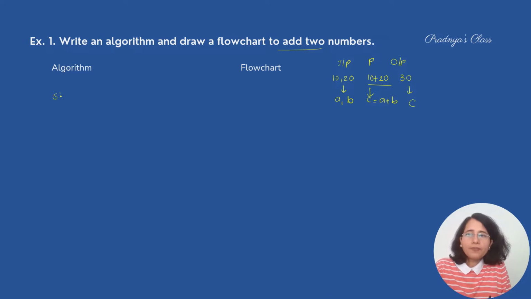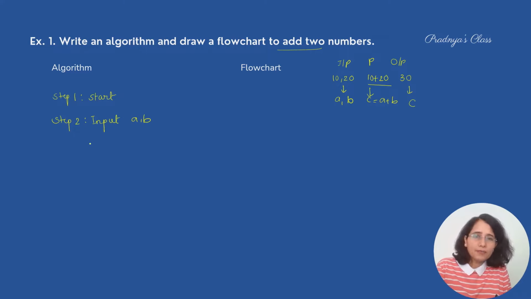So let's write the algorithm to add two numbers. Always the step 1 will be start and the last step will be stop. Then in the next step we have to write what we need as input. So for that you can write input, and the variable name you can take anything. We will learn in Python how to take these variable names. And the third step is processing. So C is equal to A plus B.